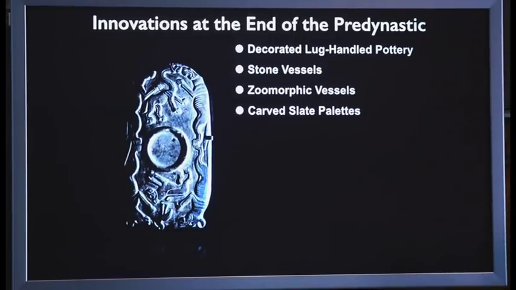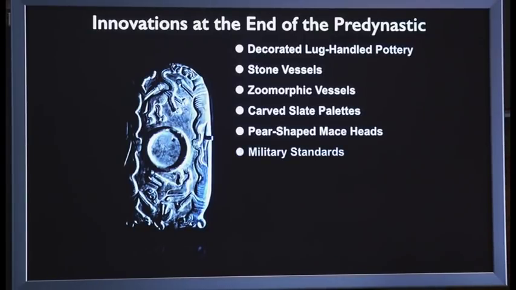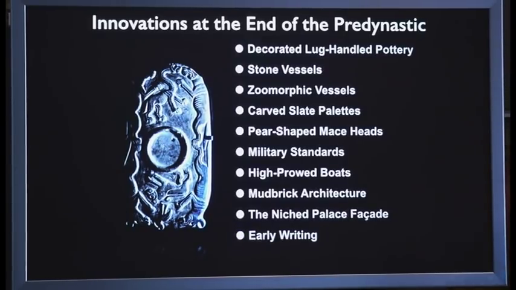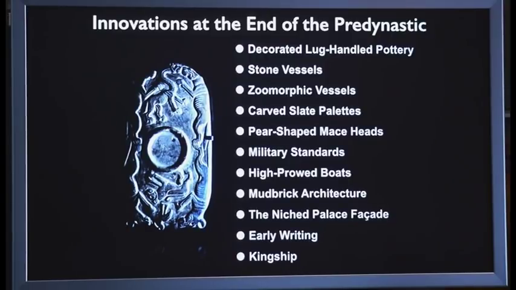This is not going to work on this screen, I don't think, because it's a screen that doesn't work with a laser. So I'm going to have to use one of these. Pear-shaped mace heads. I'll deal with that a little bit later. You'll understand that better a little bit later on. Military standards. So we see for the first time where the followers of Horus are carrying the standards, insignia of their different clans. High-prowed boats. This is very important for Dominic. This is a key factor that we see featured in this period. Mud brick architecture. The niched facade, palace facade, I'll explain that a little bit later too. Early writing occurs at this time, right at the beginning, probably about 400 years before the first dynasty. And then kingship. Before this time, we have no kings in Egypt. The kings start in this era.